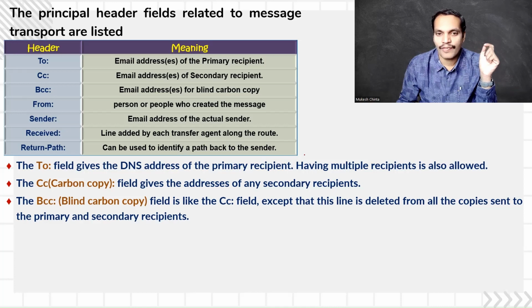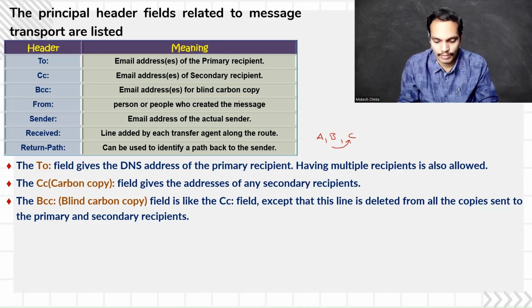That means if I am sending an email to A, B, and put the name of C in BCC, both A and B do not know that this mail is actually being delivered to C also. That is the usage of blind carbon copy or BCC. The other two people, the primary and the secondary recipients, will not be able to see that this message or this email is being delivered to C.